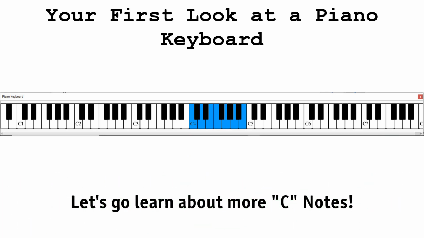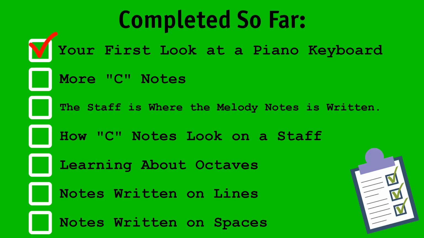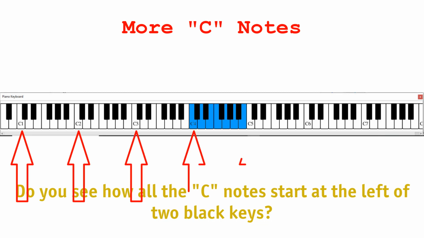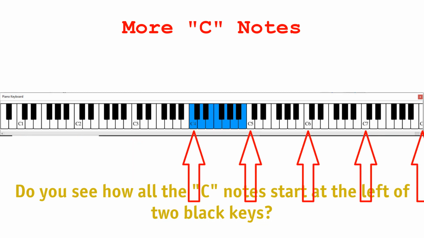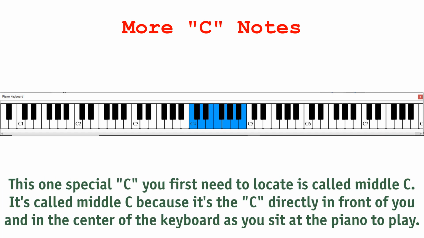Okay, now we are moving on to learning about more C notes. Do you see how all the C notes start at the left of 2 black keys? This is a major step because before you start playing a song on the piano, you always have to find C. This one special C you first need to locate is called middle C. It's called middle C because it's the C directly in front of you and in the center of the keyboard as you sit at the piano to play.